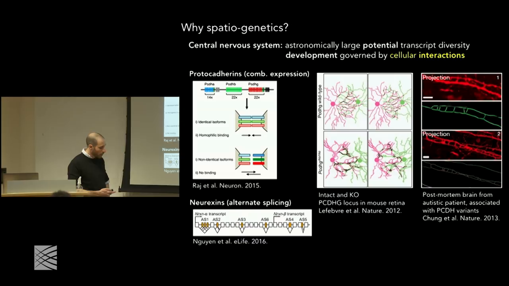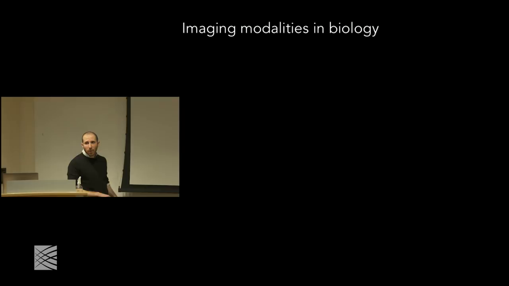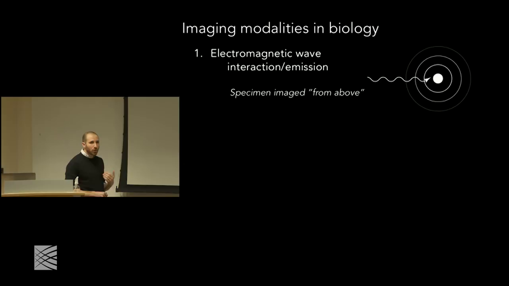Okay, so this is where DNA microscopy comes in. And in talking about DNA microscopy, I think it's useful to introduce it as a modality in and of itself of biological imaging. And it's important to review what I mean by a modality of biological imaging. So the first modality is something that we should all be very familiar with, which is the use of electromagnetic waves to interrogate specimens. So this is an umbrella term that would take into account things like light microscopy, definitely electron microscopy, even MRI.